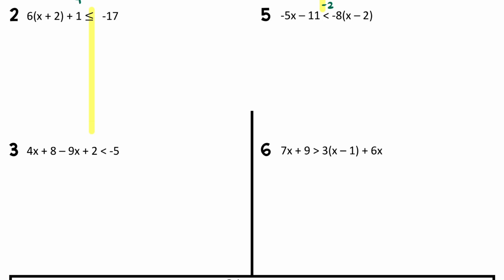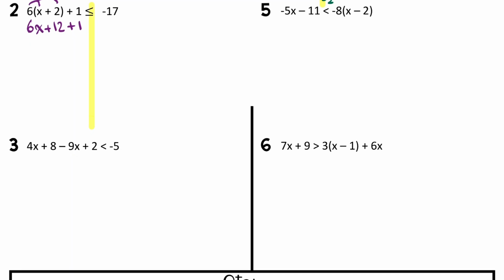When I look at this, I have a parenthesis here, 6 times x and 6 times 2. So I have 6x plus 12 after I distribute, and then I have a plus 1. I have done nothing to the inequality and nothing to the negative 17. I'm going to combine like terms. On the left, I have a 12 and a 1, so 12 plus 1 is 13. Again, I've done nothing to the inequality or the 17.